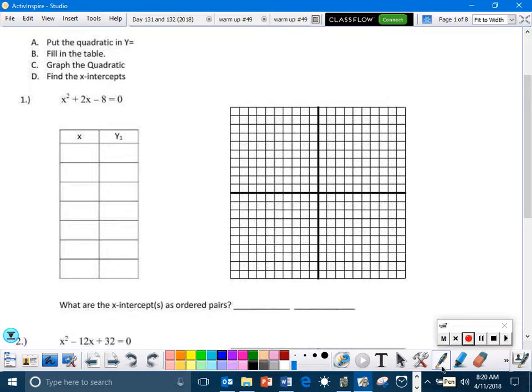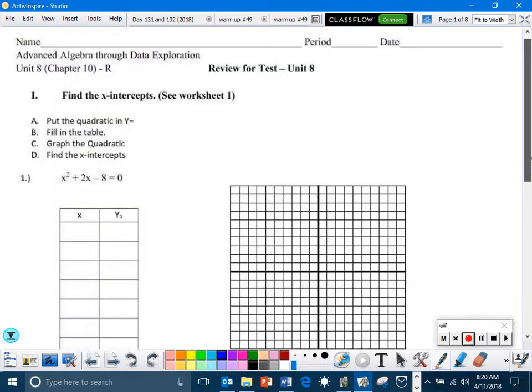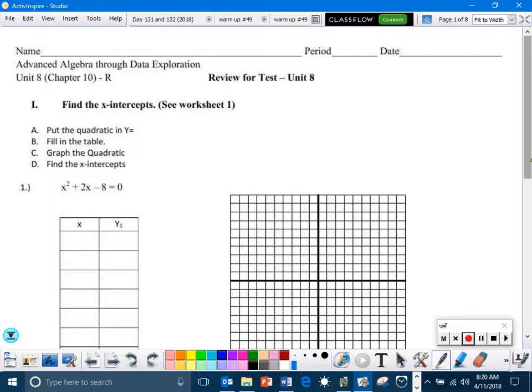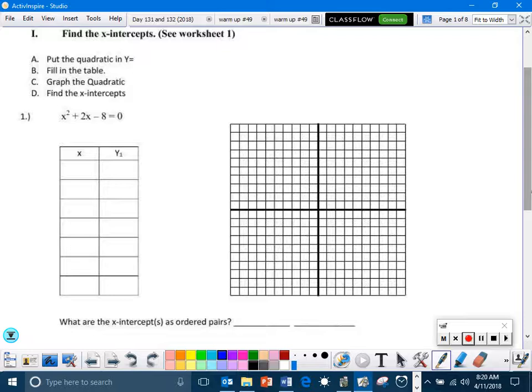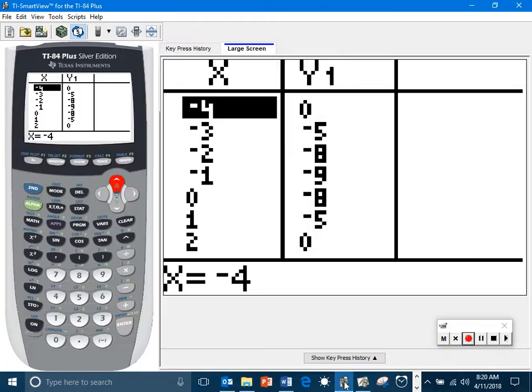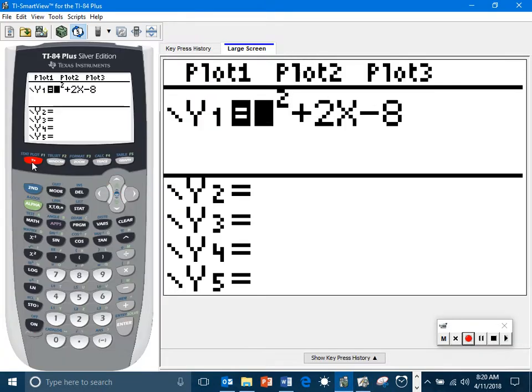All right, ladies and gentlemen, we are going to go ahead and go through the study guide for Unit 8. Part 1, we are going to find the x-intercepts, and to do that, we're going to use our calculator. So the first thing we're going to do is put the x squared plus 2x minus 8 into our y equals. So let's go ahead and do that. Go to your y equals and type that in.